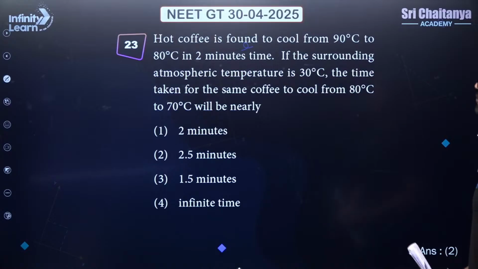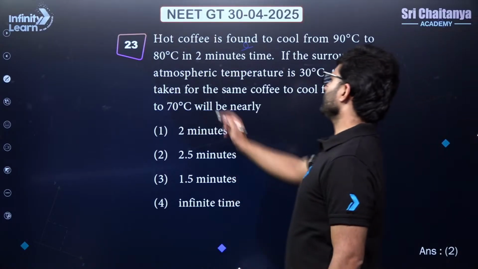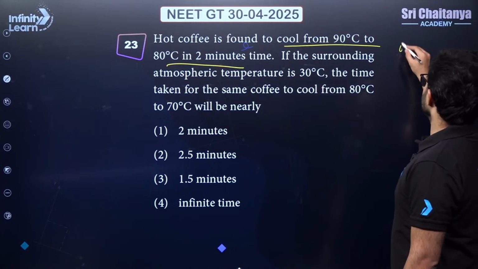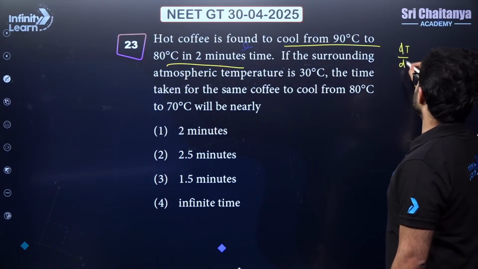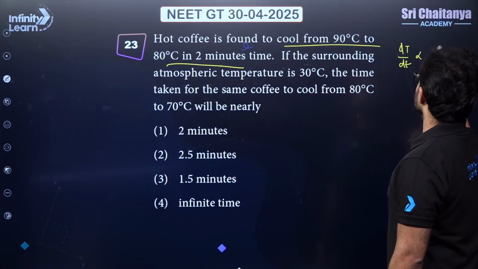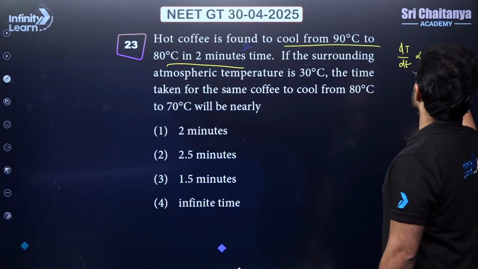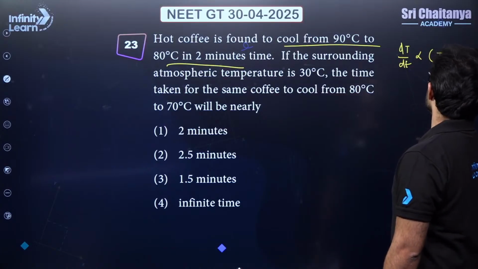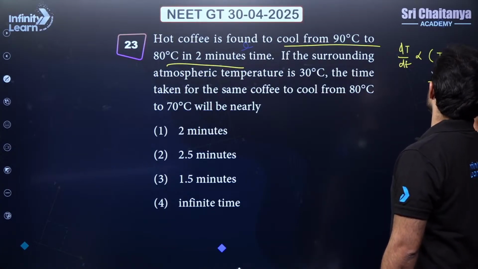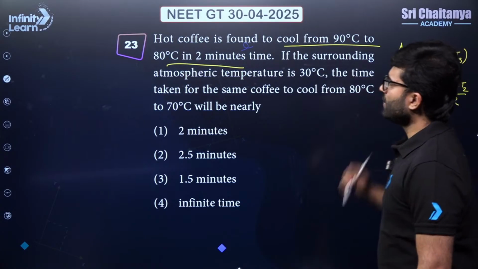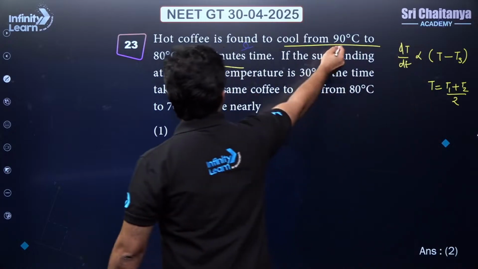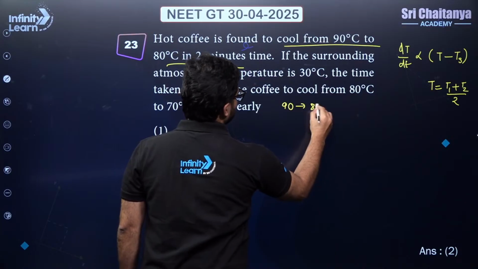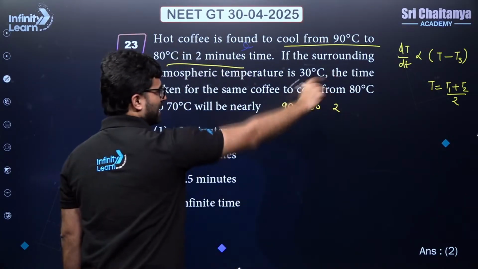Hot coffee is found to cool from 90 to 80 degrees Celsius in 2 minutes. Okay. So we know that basically, the rate of change of temperature is directly proportional to the difference in the temperature, T minus Ts, where Ts is the temperature of the surroundings and T is nothing but T1 plus T2 by 2. Correct? So this you have to use here. Correct? So from 90 to 80, it is going in 2 minutes. So let us apply that.